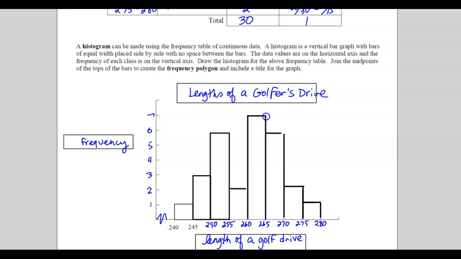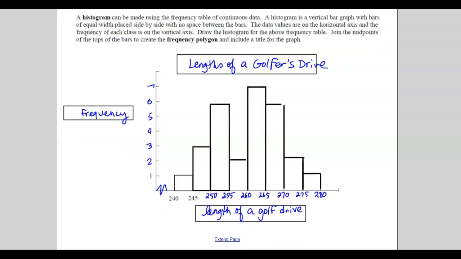Okay, mine's close enough. The smart board is like, that board is lazy. Anyway, should look something like that. Okay. So a histogram is for continuous data like that.